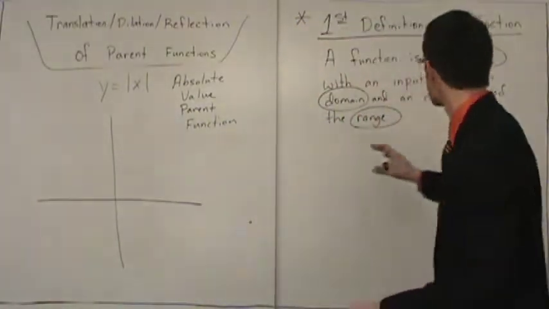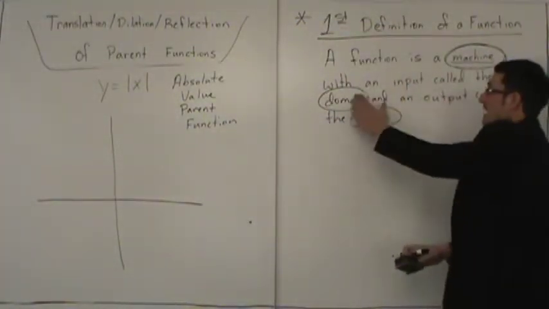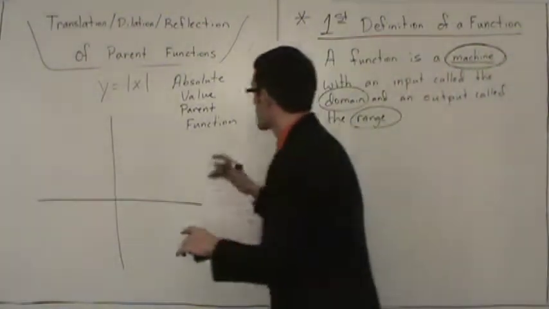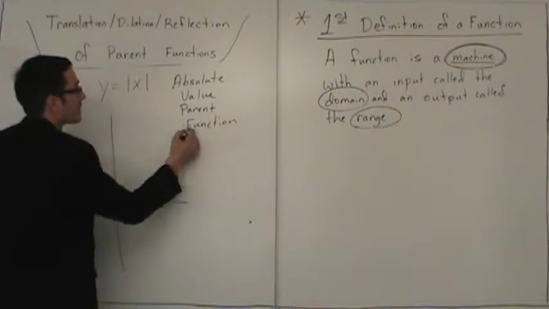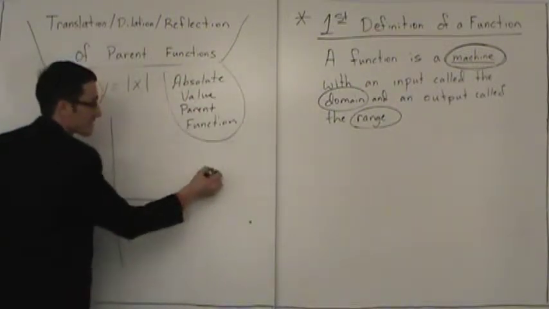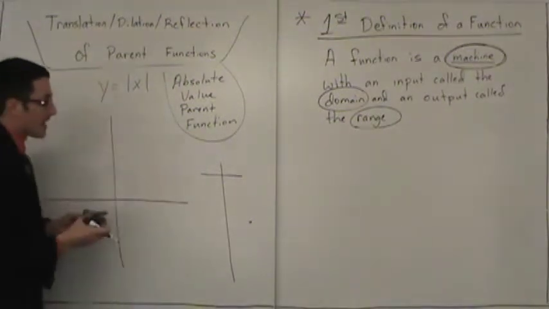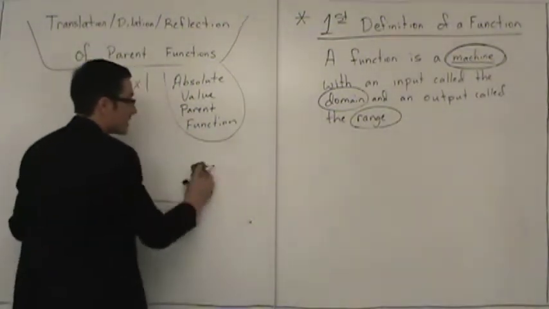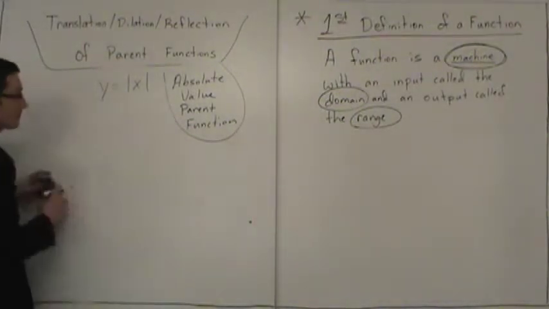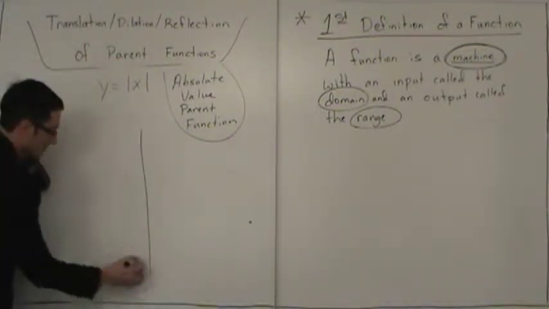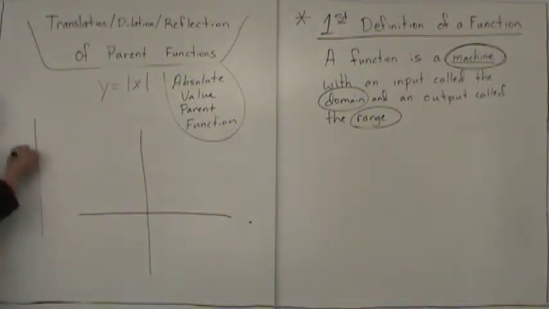A function is a what? A machine with an input called the domain and an output called the range. So what we're going to do is set up a t-table. For the absolute value parent function, we're going to set up a t-table out here. I need a good spot for it. Let's put this here, and we're going to put the t-table over to the left.